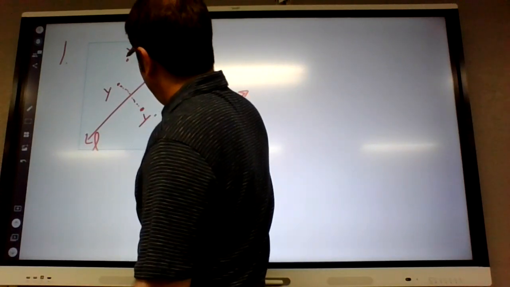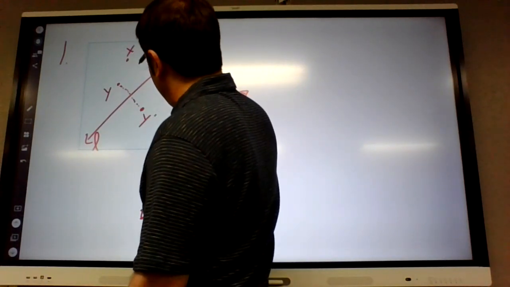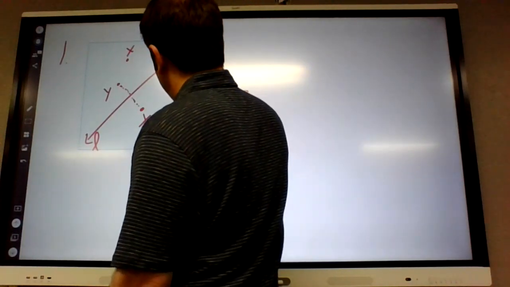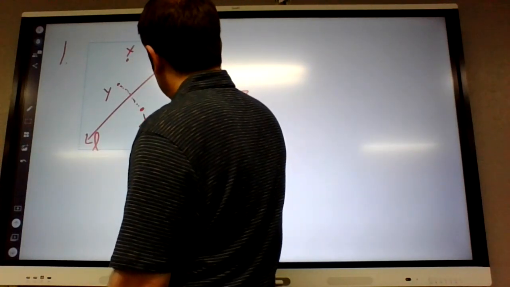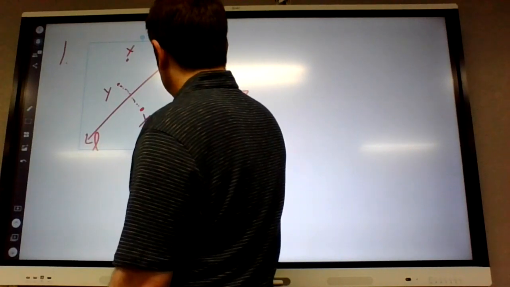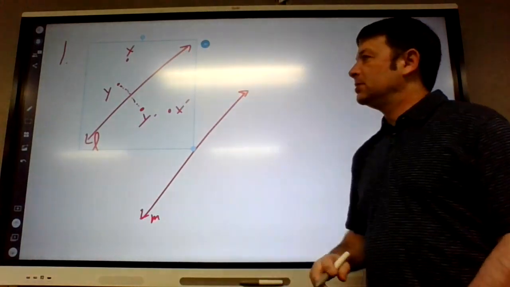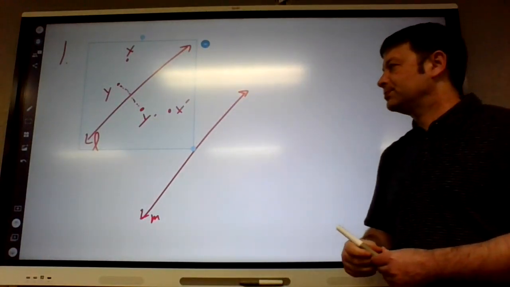Okay, so where would X be? X is a little bit farther away from the line, so X prime. It doesn't have to be exact, right? Just gotta be kind of close.